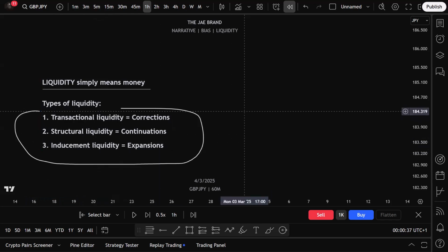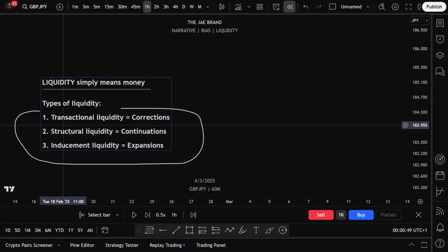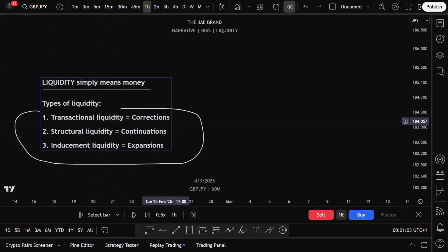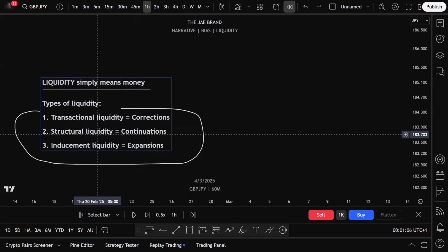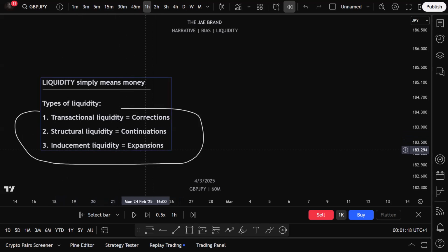I promise this lesson is not going to be too long. If I notice that it's getting too long, I'll cut it short and probably divide the videos into parts: part 1 and part 2. Like I said, we have 3 types of liquidity: transactional liquidity, structural liquidity, and inducement liquidity. Transactional liquidity is simply used for corrections, while structural liquidity, which is one of the most important liquidities so far, is used for continuations, and inducement liquidity is used for expansion.